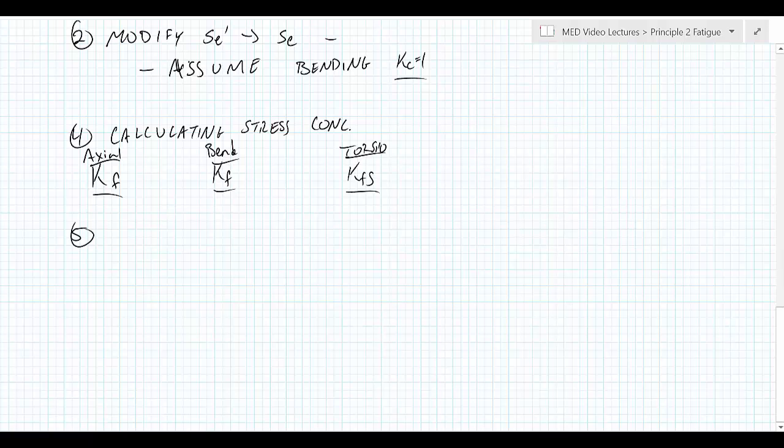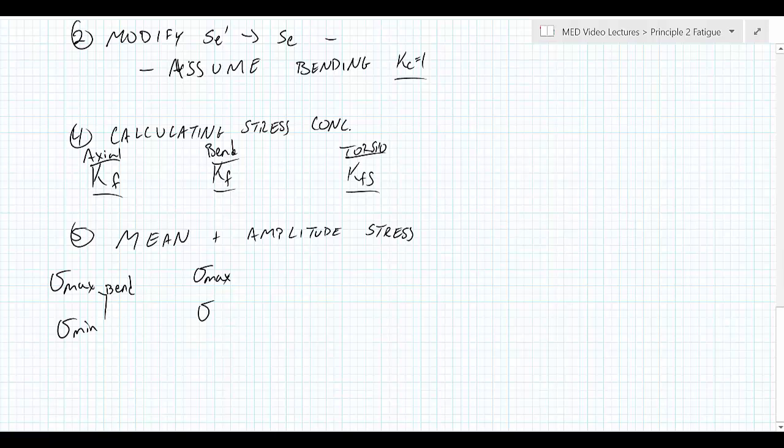The fifth step here is to figure out mean and amplitude stresses per loading. So the mean and amplitude stresses are based on the minimum and maximum. So we'd have sigma max due to bending, sigma min due to bending. Perhaps if we're in direct axial, we'll have some sigma max and sigma min due to the axial portion, and we'll have some shear min and shear max due to the torsion portion.